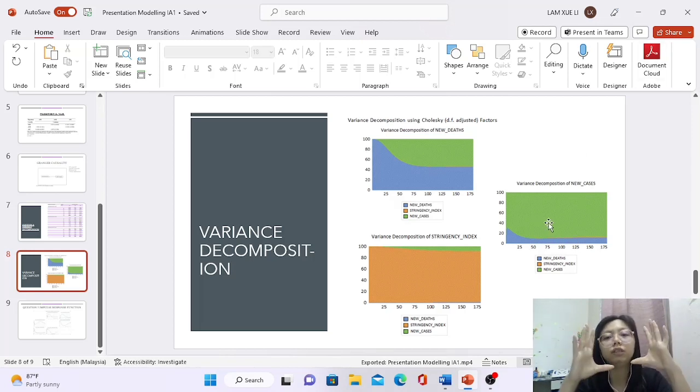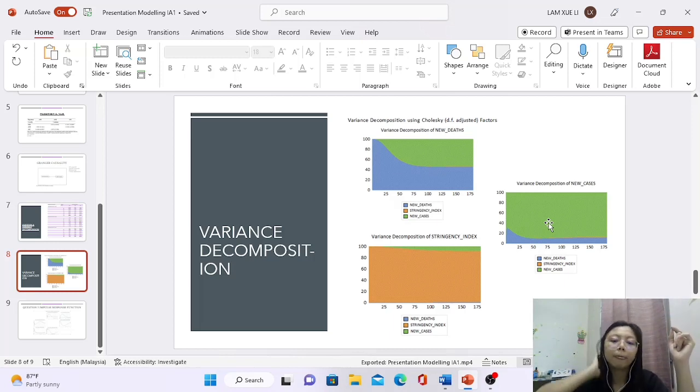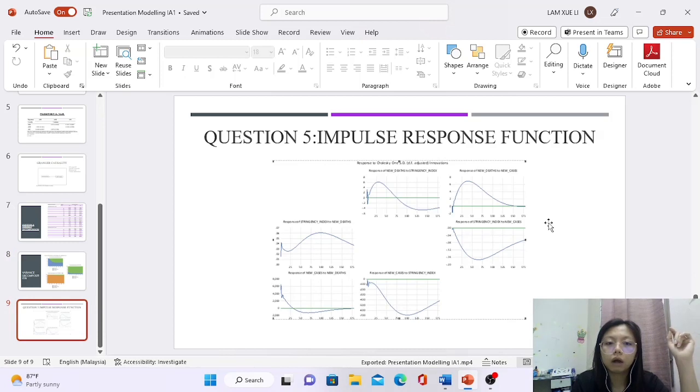I discussed just now the portion, the impact towards itself, and see which variable actually influences others and the other way around. Okay, now we can go to question 5. Impulse response function. It's the same. I choose 180 horizon, and let's see how is the impact of this variable, the shock itself, and then when the impact dies off.